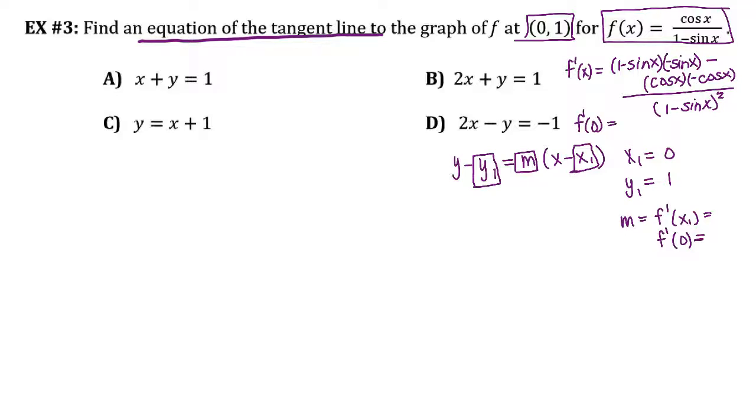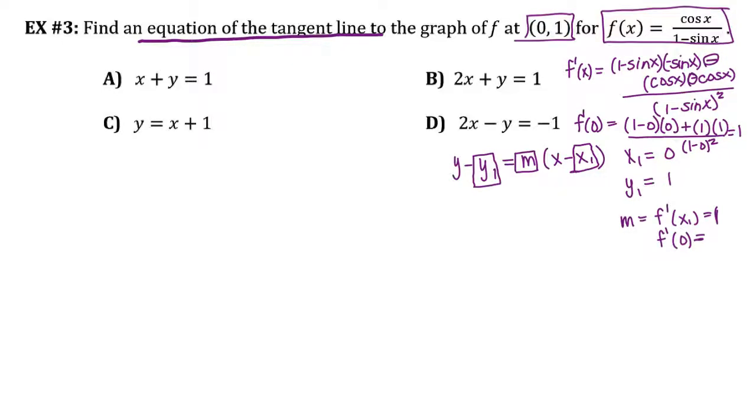So when we do that, let's see, if we plug in and we can mental math this, that's going to be 1 minus sine of 0 is 0 times 0. And then we've got minus a negative here, so plus cosine of 0 is 1 times 1 all over 1 minus 0 squared. So it looks like my slope is going to end up being 1.